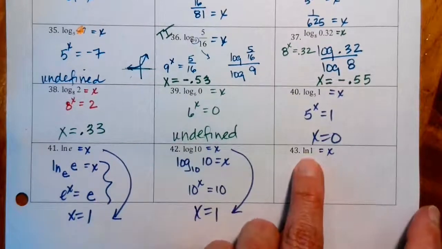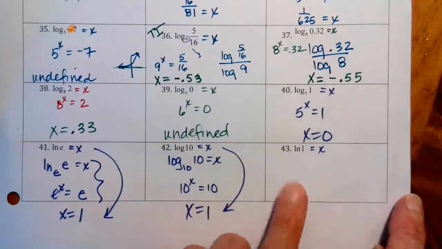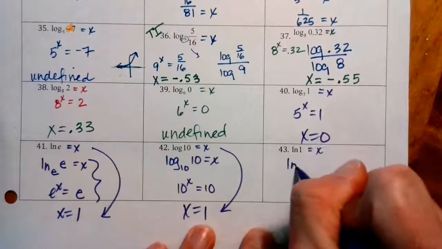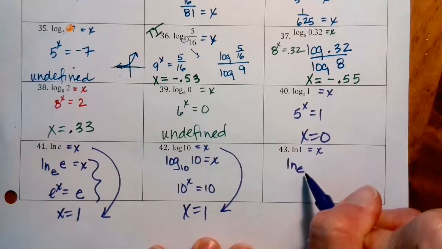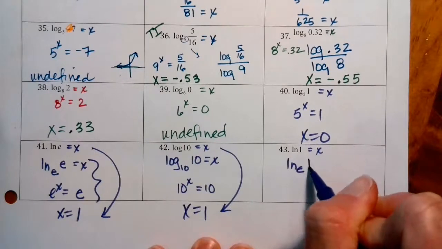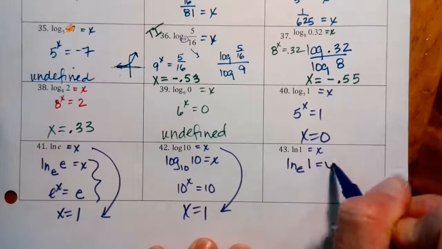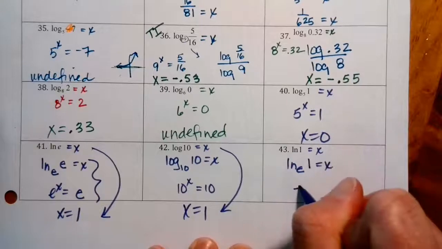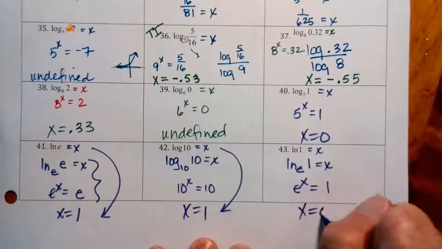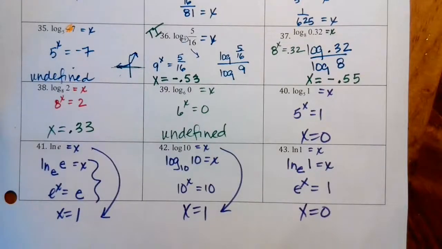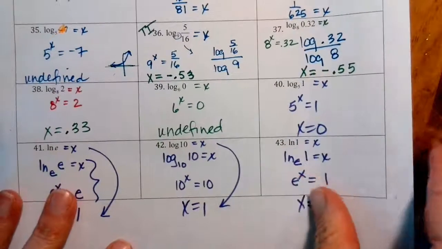Let's talk about this. The natural log of 1. We can always write it out. So ln means that we have a base of e. I got 1 as an output. So that means that e to what power is equal to 1? Guess what? Anything to the 0 power is 1. The more of these you do, the better you get. So keep thinking and working.